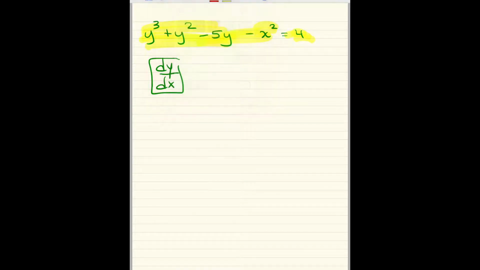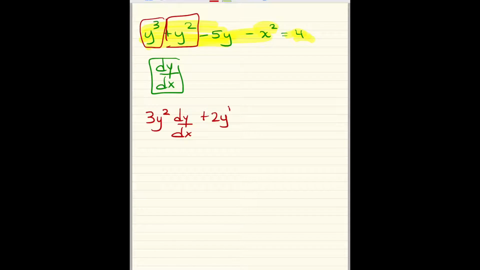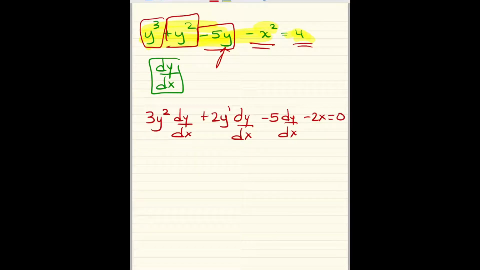The derivative of y to the third is 3y squared. Because that's a letter other than x, I'm going to put dy/dx. The derivative of y squared is 2y to the first. Because that's a letter other than x, I'm going to put dy/dx. The derivative of negative 5y is negative 5. Because y is a letter other than x, I'm going to put dy/dx. Negative x squared, negative 2x, and you don't need to put dx/dx because that's just 1. And the derivative of 4 is not 4, it's 0.